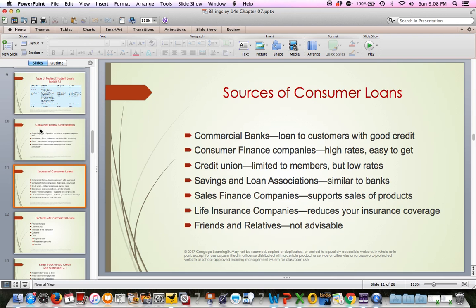Sources of these types of loans: commercial banks, loans to consumers with good credit. Consumer finance companies typically offer a little bit higher rate, but they're easier to get. A credit union, savings and loans, sales finance companies, life insurance companies, and friends or relatives. It says down here, not advisable for friends and relatives, just an FYI.